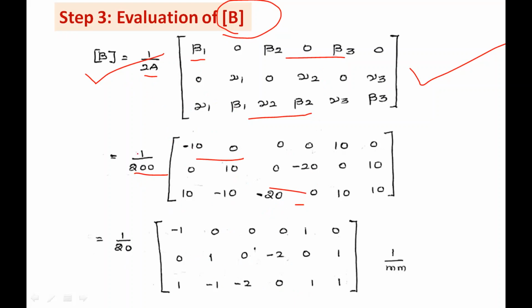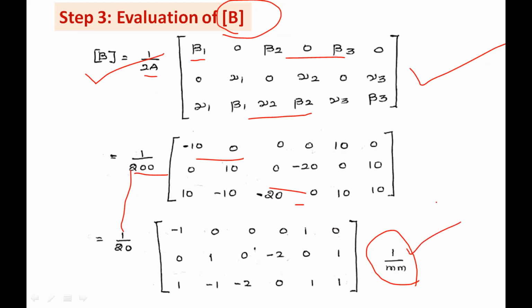Substitute all the values. Here the common terms can be taken outside the matrix. So 10 is taken outside, so 200 will become 20, 1 by 20. Here minus 1, 0, 0, 0, 1, 0, like that we are getting. What is the unit for this B matrix? It is 1 by mm. So you have to write the unit for the B matrix, gradient matrix. Unit is 1 by mm.